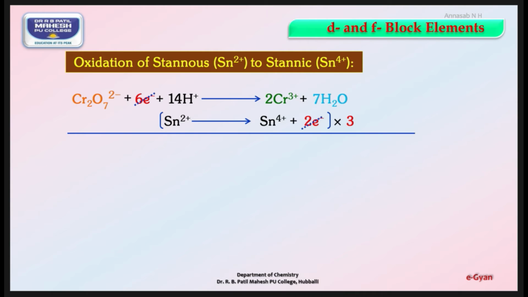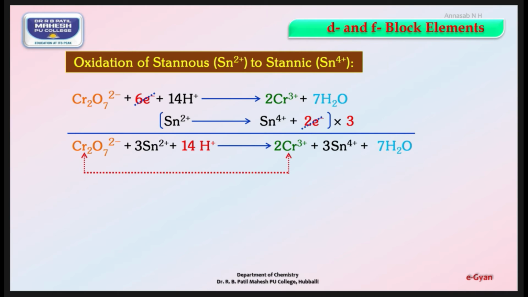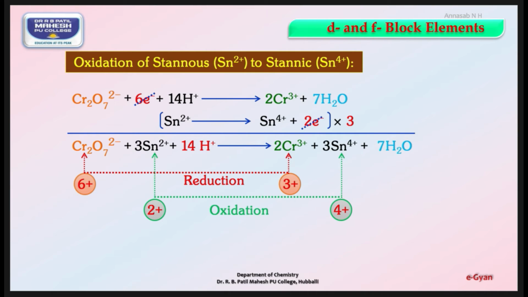So upon simplification, the 6 electrons on either side get cancelled, and the final equation is Cr2O7 2 minus plus 3Sn2 plus plus 14H plus gives rise to 2Cr3 plus plus 3Sn4 plus and 7H2O. There is a change in the oxidation number of chromium from plus 6 to plus 3, and the process is reduction. Meanwhile, there is a change in oxidation number of Sn from plus 2 to plus 4. There is an increase in the oxidation number, and the process is oxidation. Hence, it is oxidation of stannous into stannic.